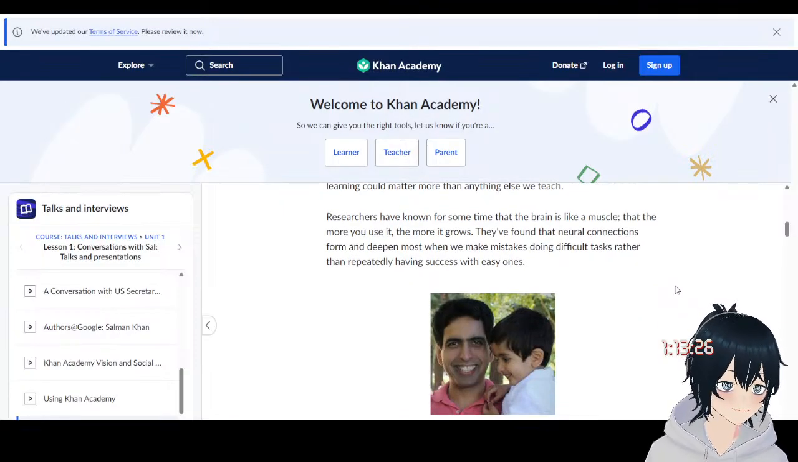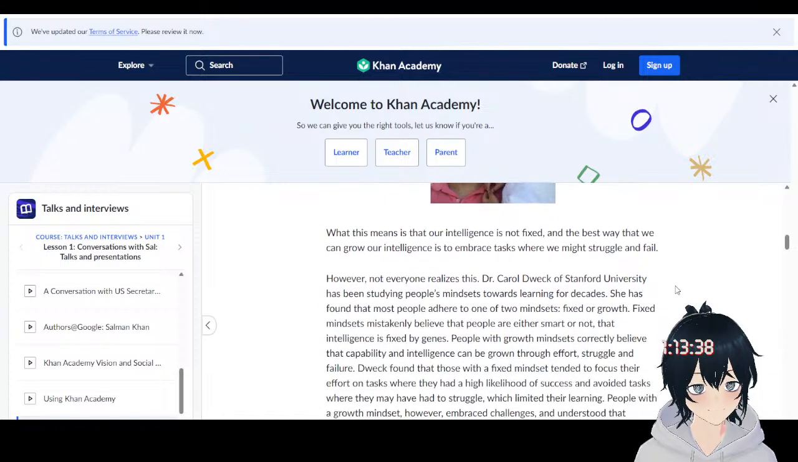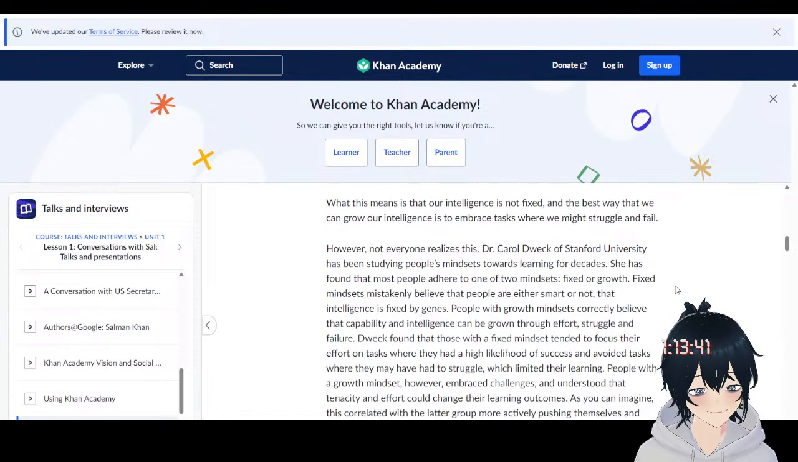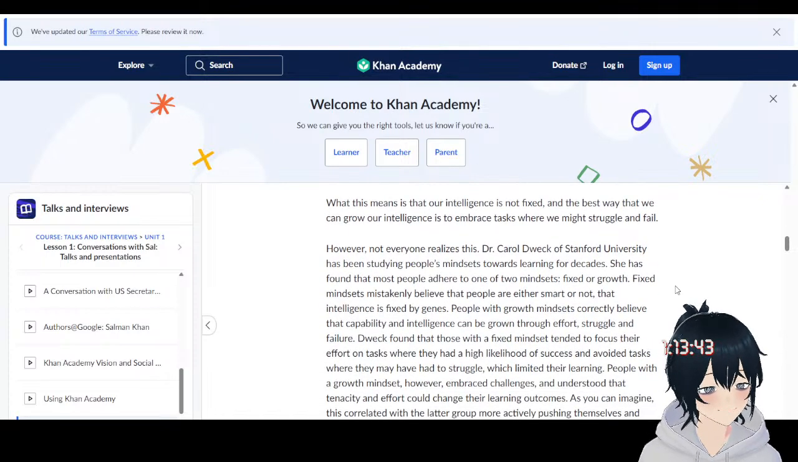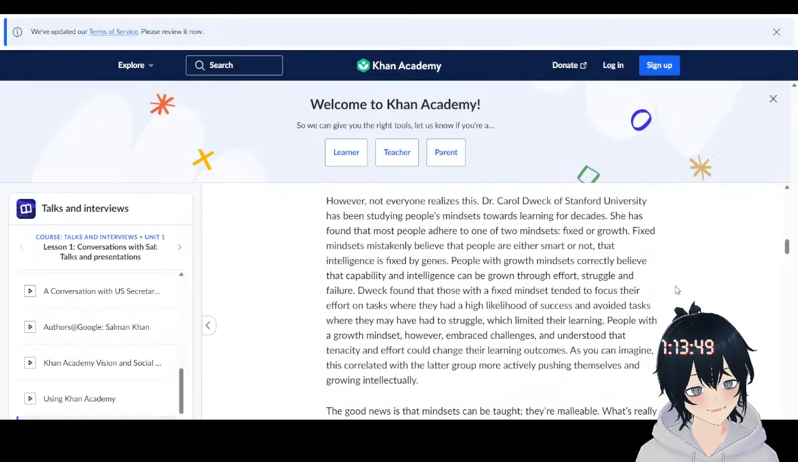Researchers have known for some time that the brain is like a muscle, and the more you use it, the more it grows. They found that neural connections form and deepen most when we make mistakes doing difficult tasks rather than repeatedly having success with easy ones. What this means is that our intelligence is not fixed, and the best way that we can grow our intelligence is to embrace tasks where we might struggle and fail. However, not everyone realizes this.